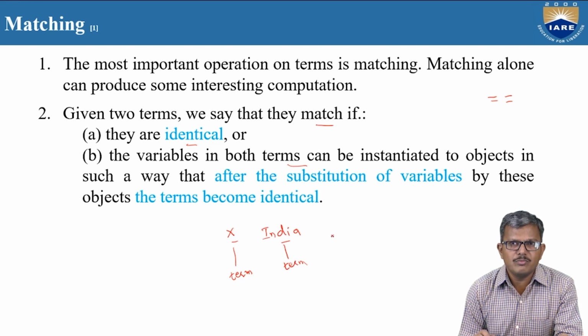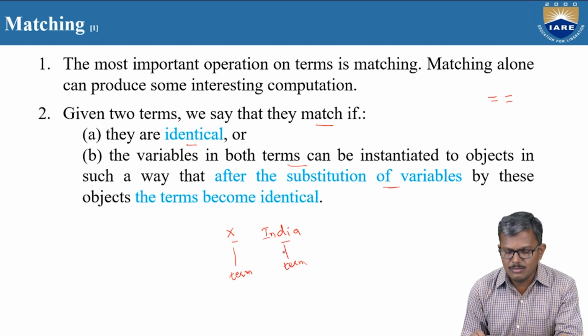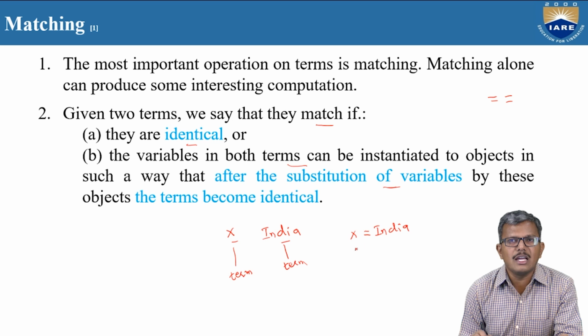Okay, but whenever you take these kinds of terms and do the substitution of those variables, then we can say that these two are identical. Whenever I assign the value India to X, then we can say that here X and India are identical. This kind of variation is what we see in the traditional programming languages and in Prolog.